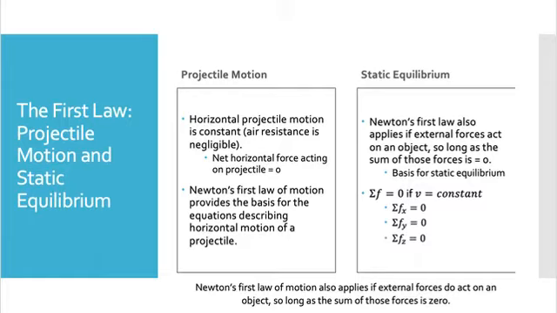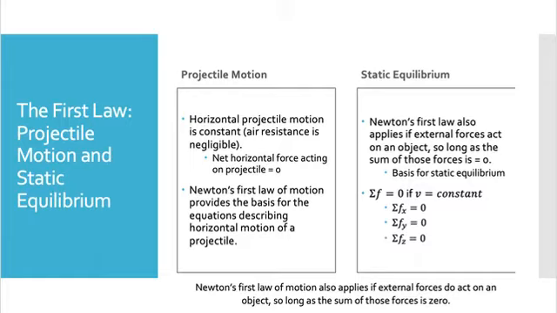Previously, we analyzed projectile motion. We did this by resolving the motion of the projectile into vertical and horizontal components. Vertically, the velocity of the projectile was constantly changing, and it accelerated downward at 9.81 meters per second squared due to the force of gravity. In the vertical direction, Newton's first law of motion does not apply.